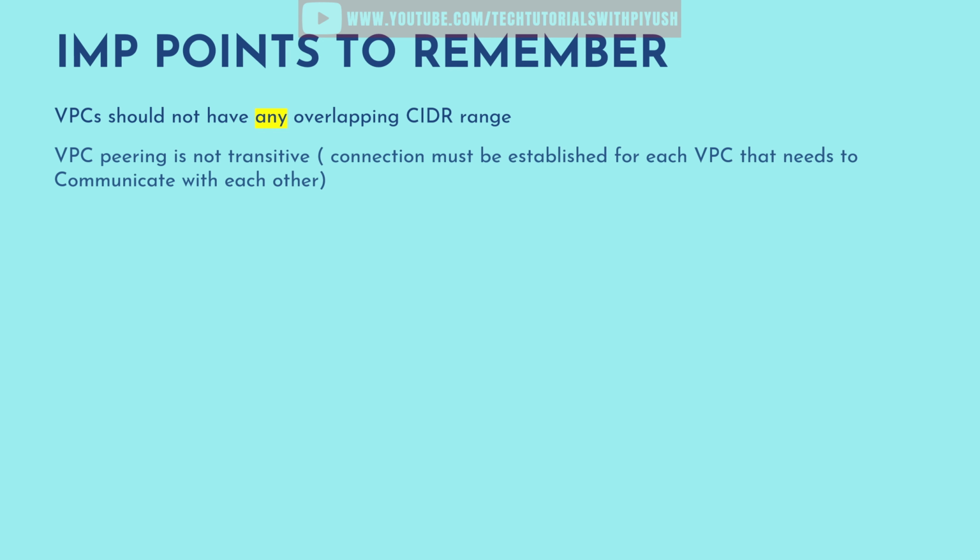Let's have a look at a few of the important points to remember from an exam perspective as well as from a knowledge point of view. VPCs should not have any overlapping CIDR range. This is really important. If there is any CIDR range that is overlapping between two VPCs, then this peering connection cannot be established. VPC peering is not transitive. What I mean by that is a connection must be established for each pair of VPCs that need to communicate with each other. That means if A is connected with B and B is connected with C, it does not mean that A is connected with C directly. You have to separately create the connection between A and C. We'll see that in detail in a few minutes.